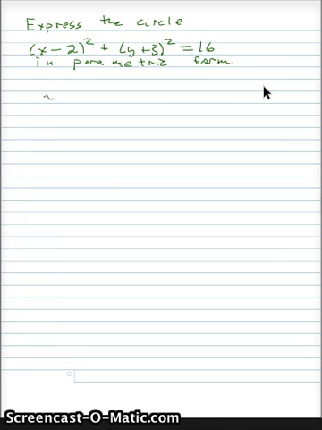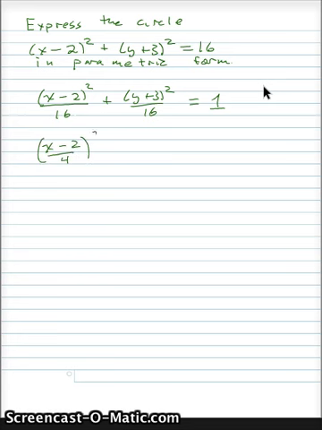Well, you'll see that the first move is going to be to divide everything by 16. So we'll have (x minus 2) squared over 16 plus (y plus 3) squared over 16 is 1. And then how can we rewrite that? Well, that's ((x minus 2) over 4) quantity squared, because 4 squared is 16, plus ((y plus 3) over 4) quantity squared, again 4 squared is 16, will equal 1.